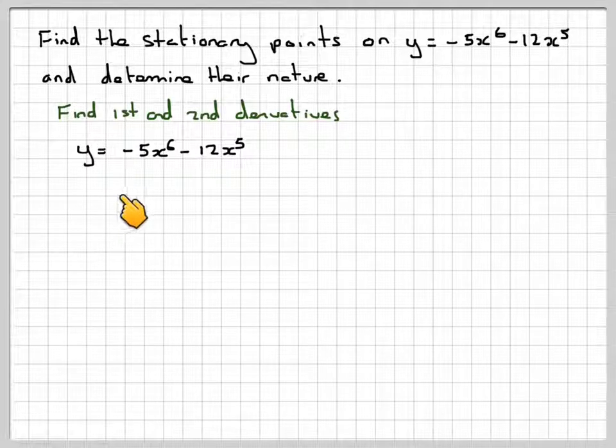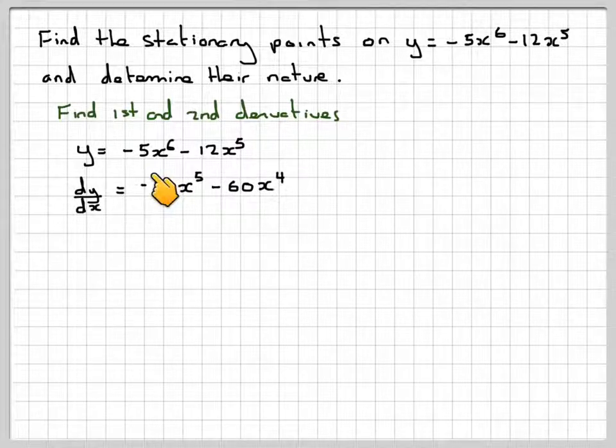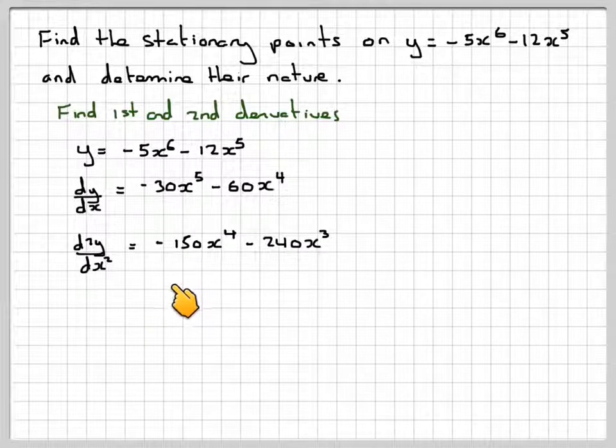So if we've got y equals minus 5x^6 minus 12x^5, then if we differentiate, we bring the 6 down, we get minus 30x^5, and 5 times 12, which is minus 60x^4. Taking the second derivative, we differentiate this again, so we've got 5 times minus 30, which is minus 150x^4, and 4 times minus 60, which is minus 240x cubed.